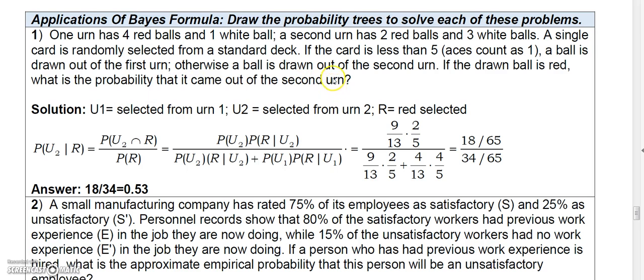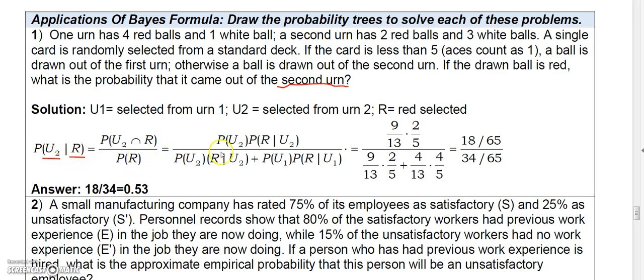So let's figure out what we're trying to find. We're actually trying to find the probability that it came from the second urn. So even though it states red first, remember the probability is what we want to write first. So we want the probability that it comes from urn 2, and we're given that the ball was red. So we want the probability of urn 2 given that it was red.